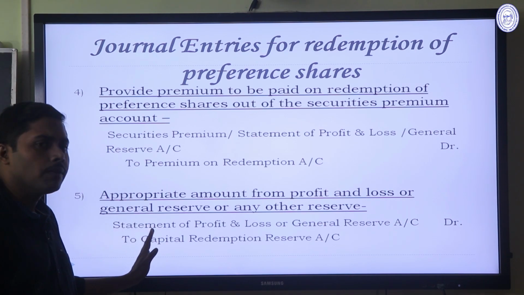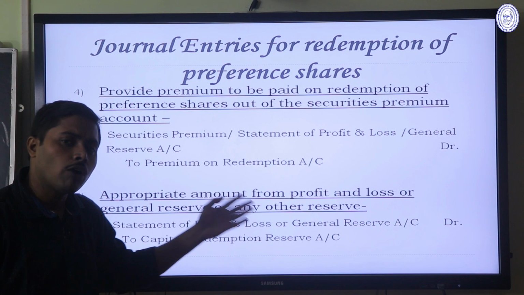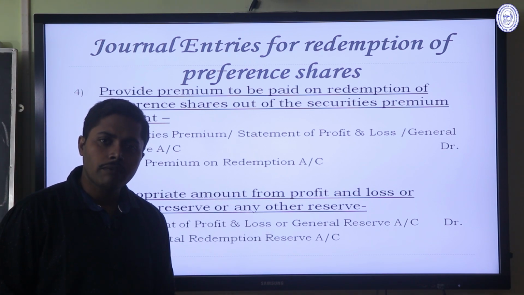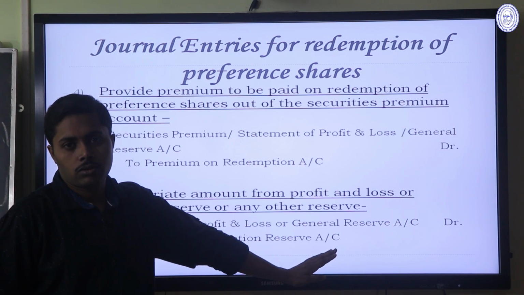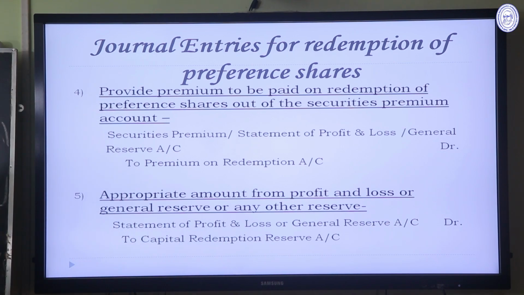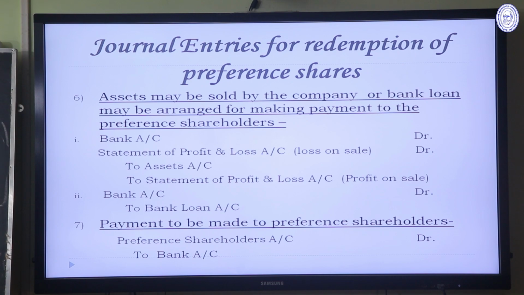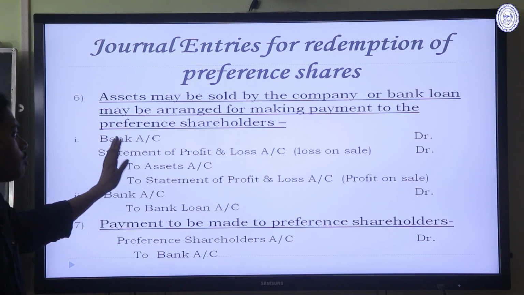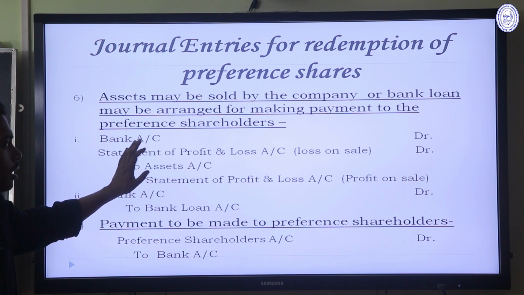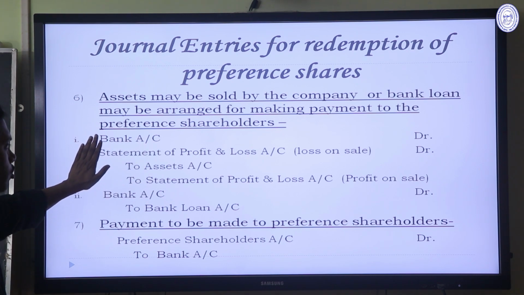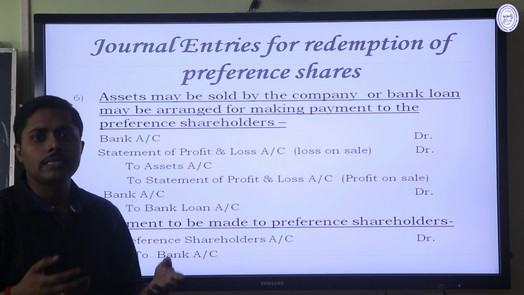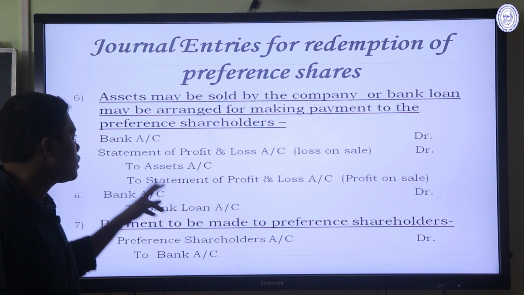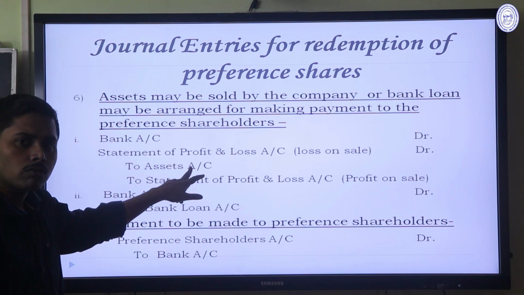So, the journal will be statement of profit and loss account debit or general reserve account debit or both to capital redemption reserve account, to CRR account. Next, the entry can be, if for the purpose of liquidity you want to sell any asset, then the journal will be bank account debit to asset account if it is sold at par, that is the value of asset is equivalent to sale proceeds.